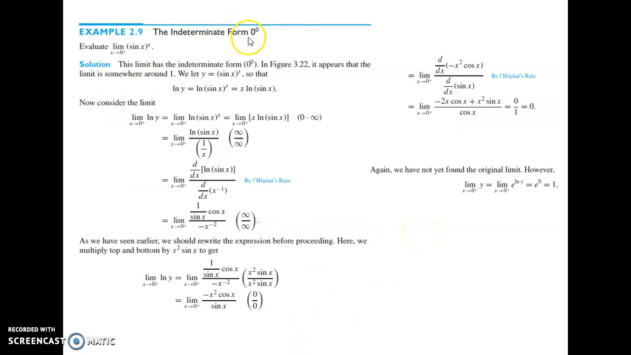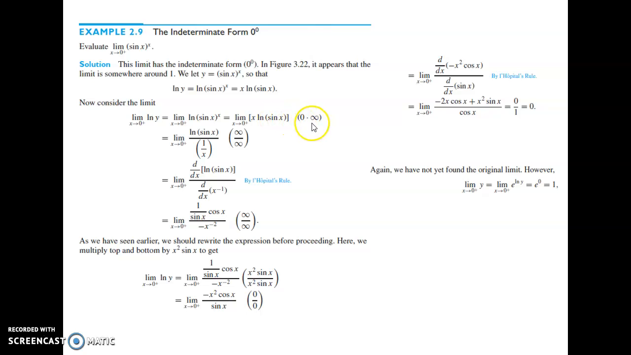Similarly, we have examples of 0 raised to 0. In this example, we have here 0 to 0. So what will I take? I will take the function, right? So y is equal to (sin x by x) power x. Take ln, the multiplier, then take the limit for this. Then I have this. So then I will rewrite this because it is 0 into infinity.